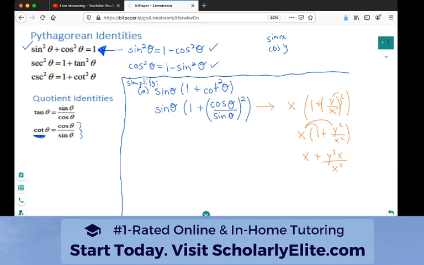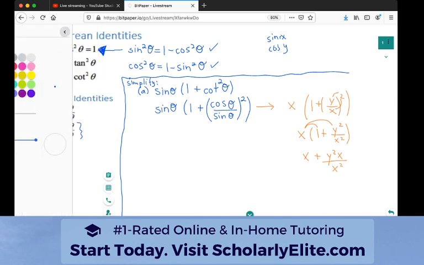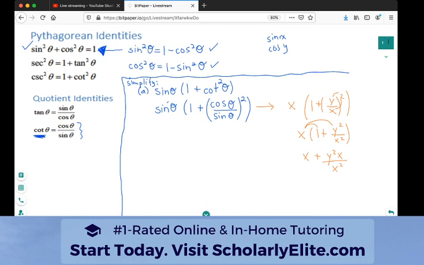And I'm going to show you what that means on this side. So let's take a look here. We've got, actually no, let me do this step first. So sine of theta times 1 plus cos theta sine squared theta. So that's what I mean by I multiply this in just like I would with an exponent law, like I did over here.